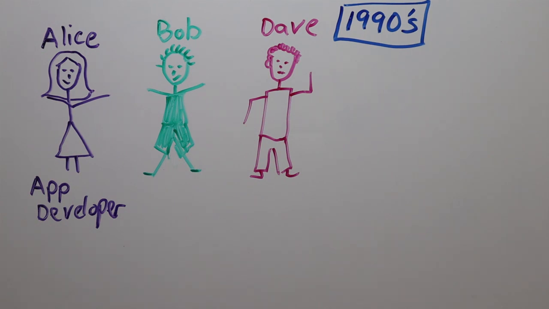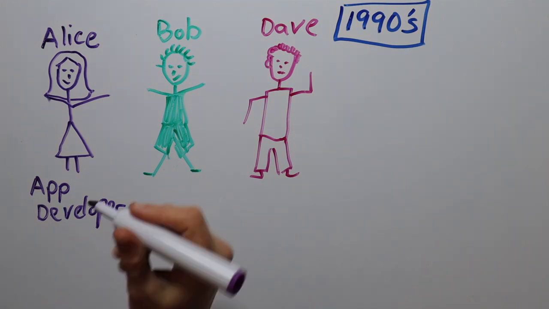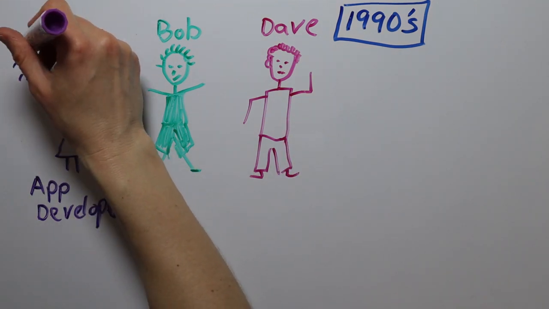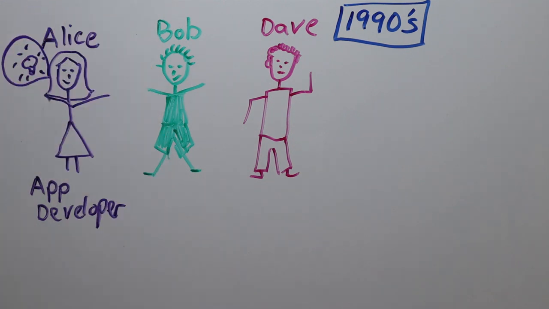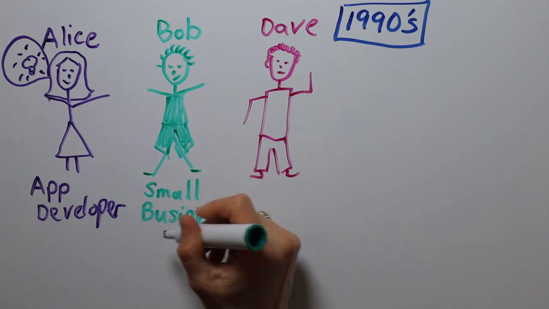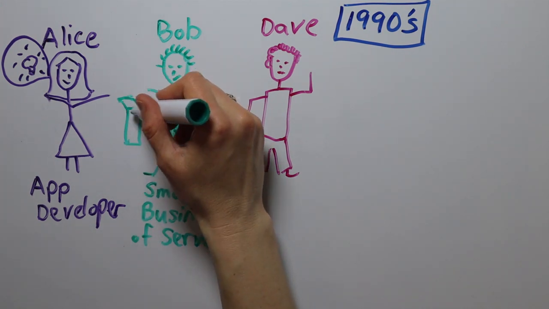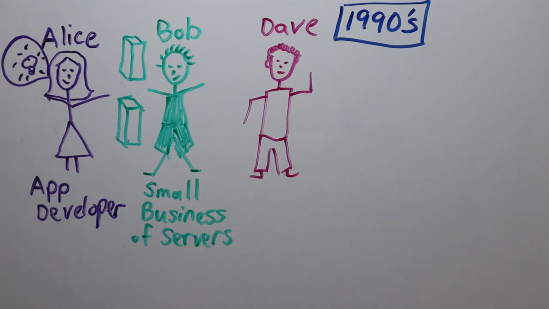Alice is going to be our app developer. She's a programmer. She's got some really great ideas that meet a need in the population. That's her specialty. Bob is going to be a small business owner who runs servers. He has a bunch of computers in the background, and he's really good at getting those computers to interact with clients. He sets up the server-client relationship as a foundational relationship in the internet world.